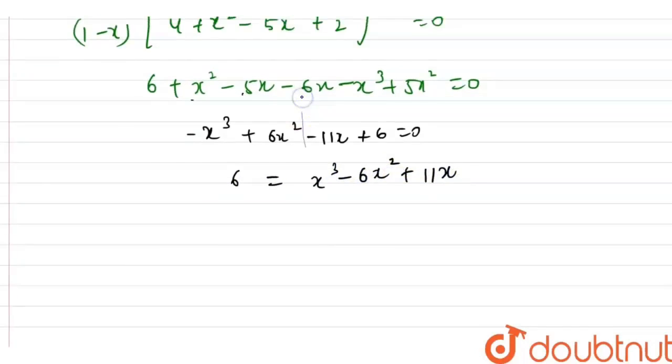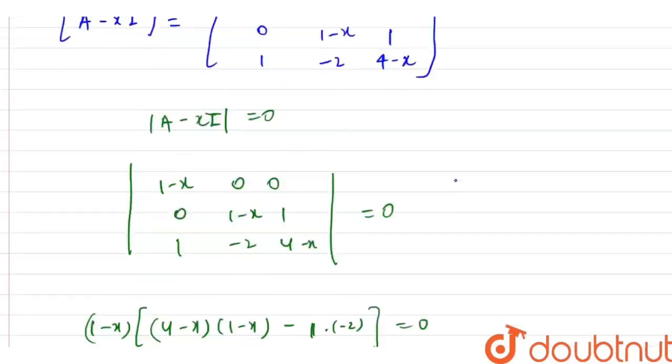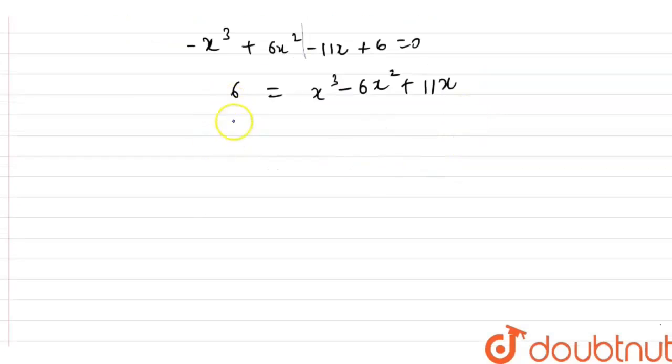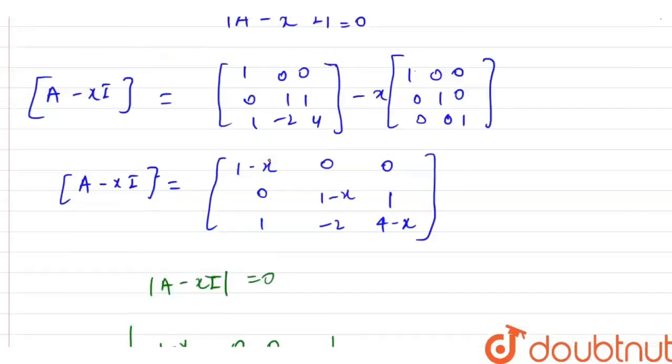Here I'm going to use again this given thing in the question. This A matrix will satisfy this given condition. Okay, for satisfying, I should put the value of A, basically matrix A, in this given equation which we have found. Okay, so I'm going to put A here. So it will be 6 is equal to A cube minus 6A square plus 11A. Okay, now I'm going to multiply A inverse both sides so that I will make this given thing.